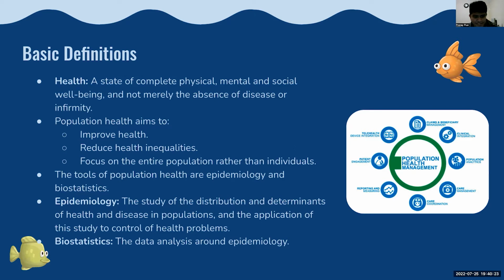Now, the main things that you're going to be using to learn population health are going to be epidemiology and biostats. So epidemiology, just know the definition. It's not that important, but it's just a study and distribution of determinants of health and disease in populations, and the application of this study to control of health problems. Now, these definitions aren't that important. You don't really need to memorize them, but it's just kind of for your overall understanding of the broad spectrum of pop health. Okay, next.